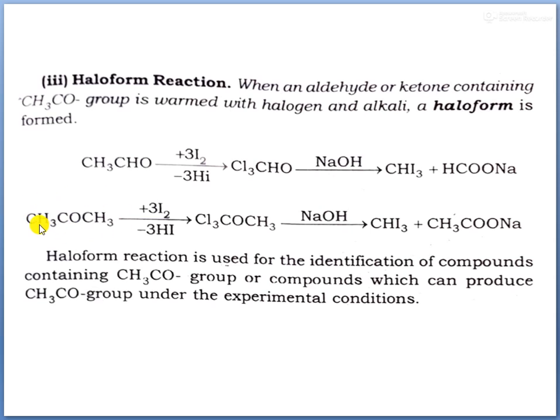You can see another example, that is a ketone, acetone. In acetone also there is a CH3CO part. Here the 3 hydrogens of the first carbon will be replaced by iodine, and we get CI3COCH3. This again reacts with sodium hydroxide in the medium, and you get the iodoform CHI3 and sodium acetate as the byproduct. Haloform reactions are also used for the identification of compounds containing a CH3CO group, or compounds which can produce this type of group under the experimental conditions.